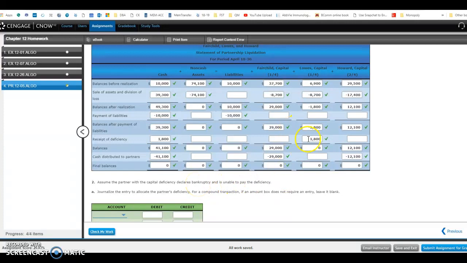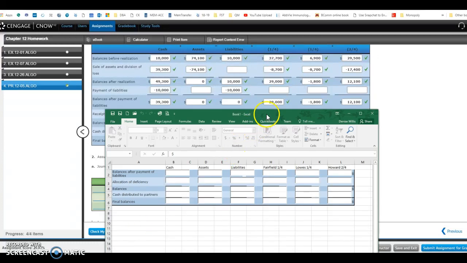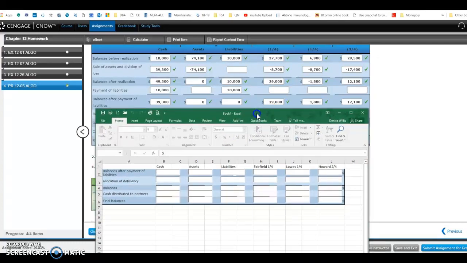On part 2, it says, assume the partner with the capital deficiency declares bankruptcy and is unable to pay the deficiency. In other words, this $1,800 in cash right here does not show up. And that's a pretty good possibility. I have dummied up an Excel spreadsheet that we're going to use to finish this out since they don't give us one. Let's go ahead and fill in the balances after payment of liabilities. I'm just picking up this line right here.